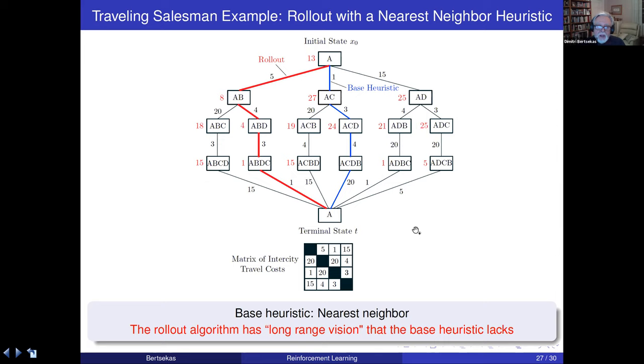Now, let's apply the base heuristic, the nearest neighbor heuristic. I claim that it will produce this blue path. Why is that? Here we look at the nearest neighbor. The nearest neighbor to A is C. It has cost of one. So the base heuristic moves over here. Then it looks at the two possible neighbors, B and D, and chooses this one, which has a cost of three. Then it has no other choice but to go to B and then to A. So that's what the nearest neighbor heuristic does.